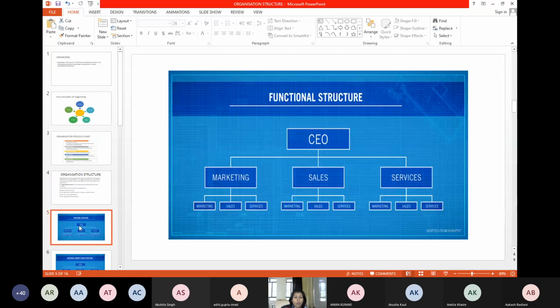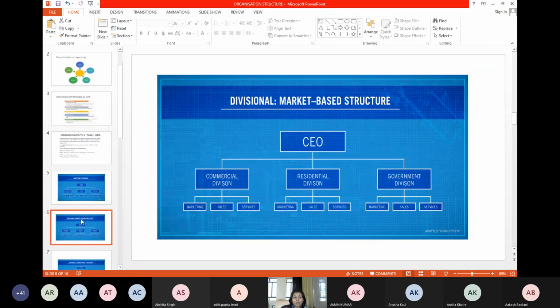Now I can show you some of the organization structures here. Again, there are various bases for this organization structure. You can consider them on the basis of the various functions, such as marketing, sales, services. So what you see is this functional organization structure, right? So under the CEO there are these three important departments, and these departments are taking care of the further activities of their own department, right?